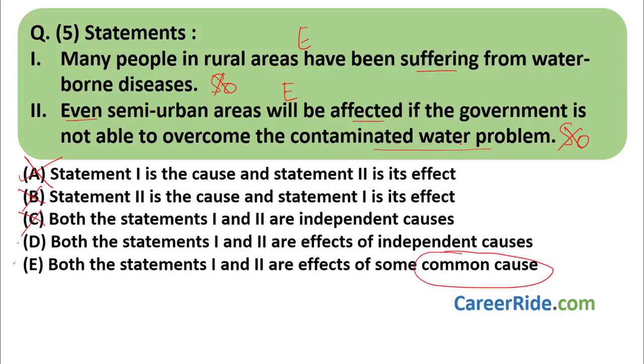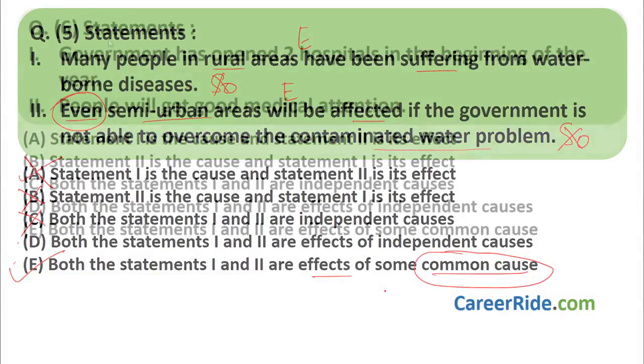Since both are related to water, plus there is the word even, it must be related to the first statement. That means it has a common cause. So the answer is E. There is no independent cause over here. There are not two different independent causes. The locations might be different, rural and semi-urban areas, but the problem is the same. Waterborne diseases and contaminated water problem. So there is some common cause and both of them are effects of that. So the answer is E.